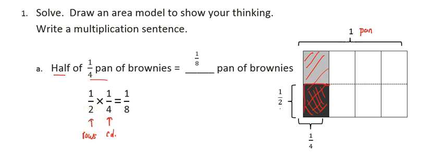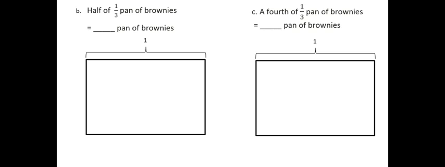This section, half of the fourth, is the answer to my problem. But to figure out what that section is, we'd have to look to see how this piece relates to the entire pan of brownies. So if we look, we have 8 pieces all together, and one piece that's completely shaded. So half of 1/4 pan of brownies is 1/8 pan of brownies. This piece is 1/8 of the entire shape. Let's look at some more examples.